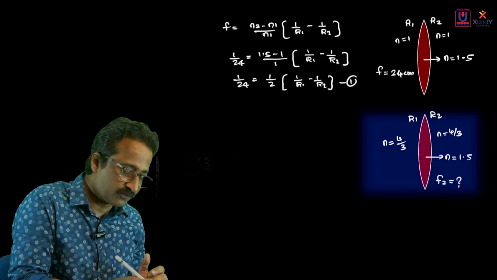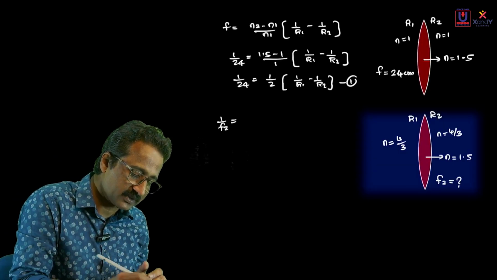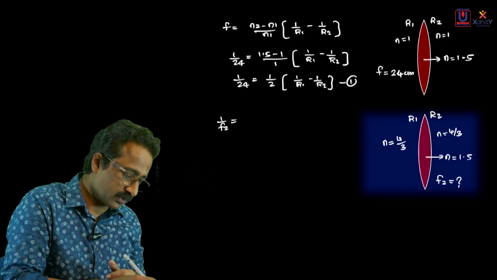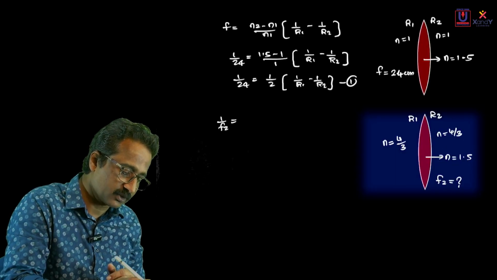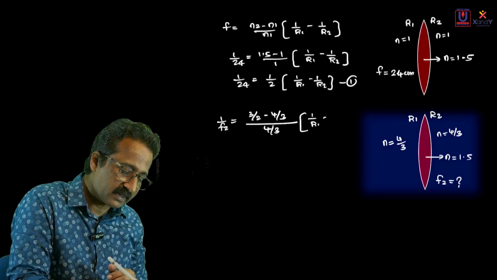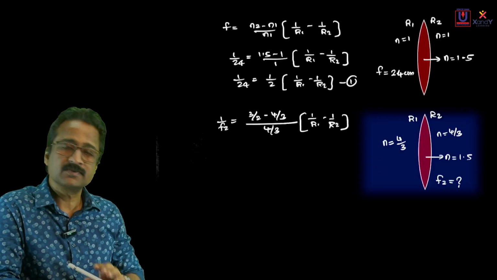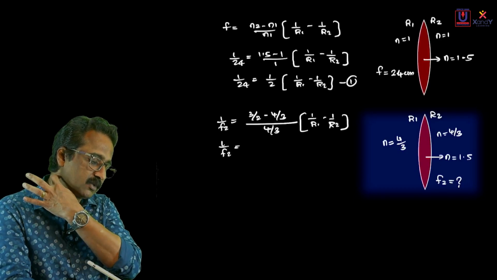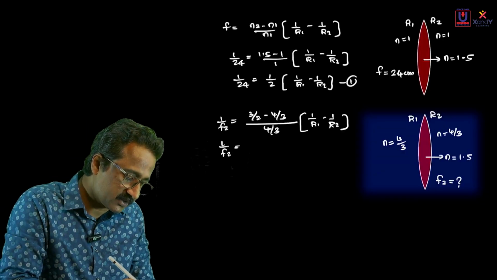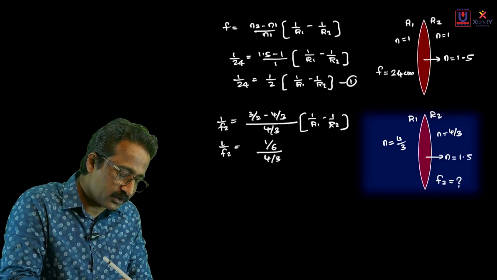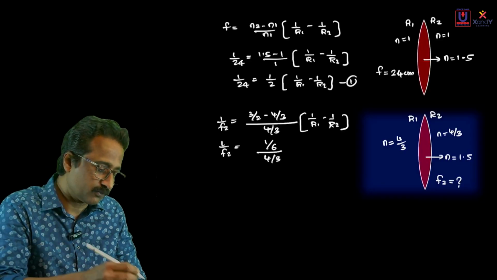The second lens is having an unknown focal length. Let me write 1 by f2 is equal to n2 minus n1. I'll take here 1.5 as 3 by 2. So 3 by 2 minus 4 by 3, divided by again 4 by 3, that into 1 by r1 minus 1 by r2. That is the lens maker's formula for the second lens. 1 by f2 is equal to 3 by 2 minus 4 by 3. What is that? 9 minus 8 by 6, it is 1 by 6. So it is 1 by 6 divided by 4 by 3, that into this.